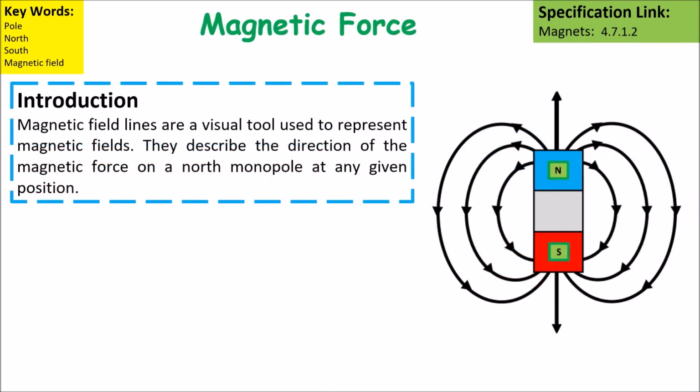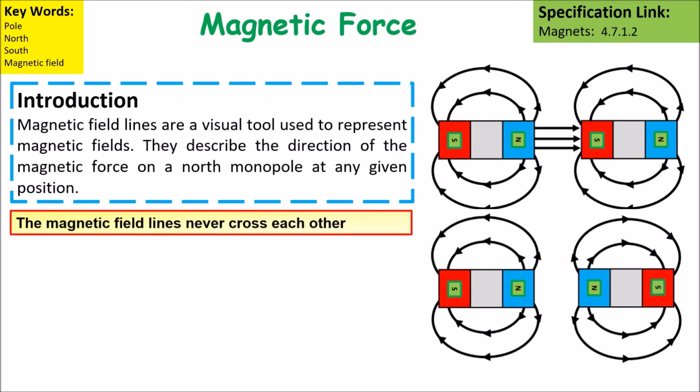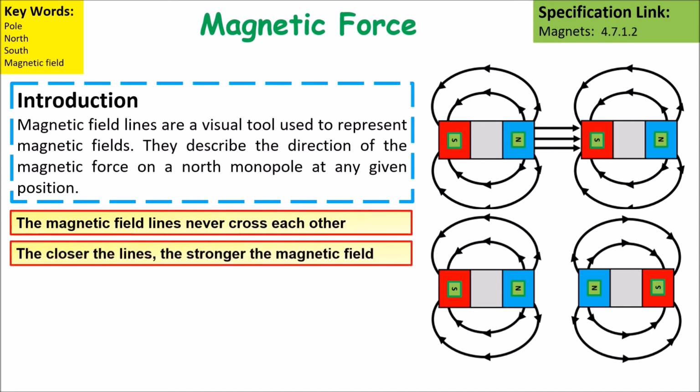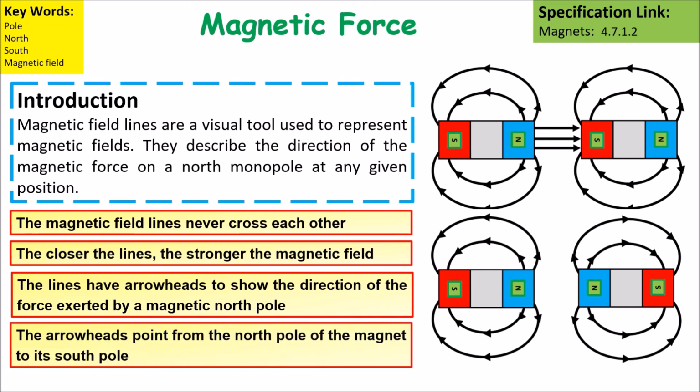Magnetic field lines are a visual tool to represent magnetic fields. They describe the direction of a magnetic force on a north monopole at any given point. We can see from this that the magnetic field lines never cross each other. The closer the lines are together, the stronger the magnetic field. The lines have arrowheads to show the direction of the magnetic field, and the arrowheads always point from the north pole of the magnet to its south pole.